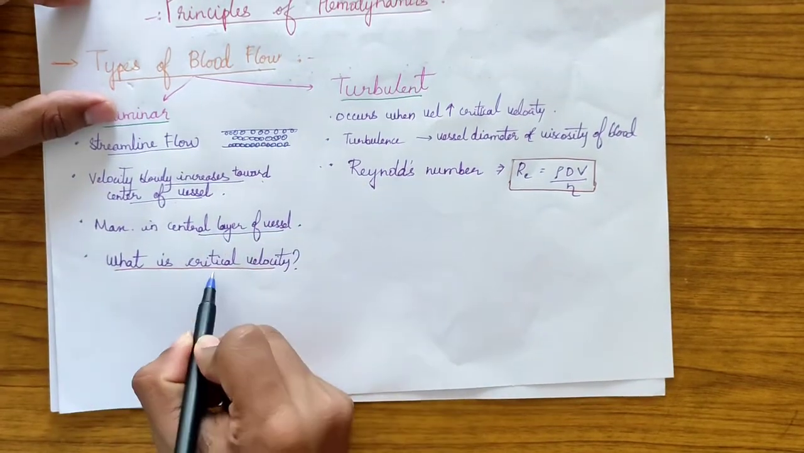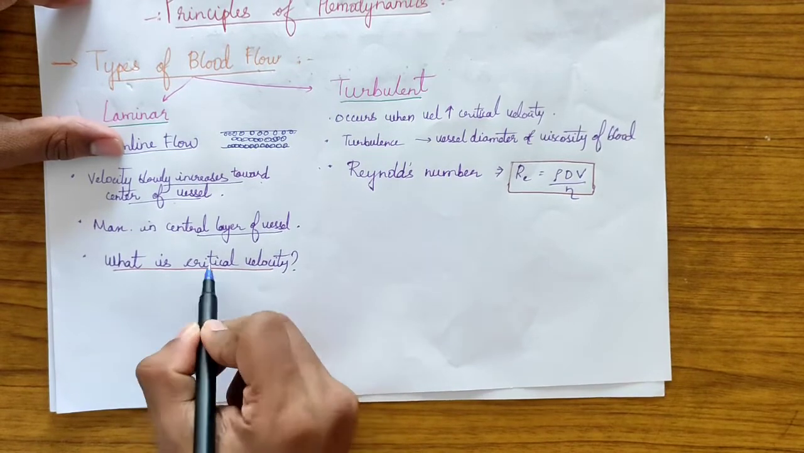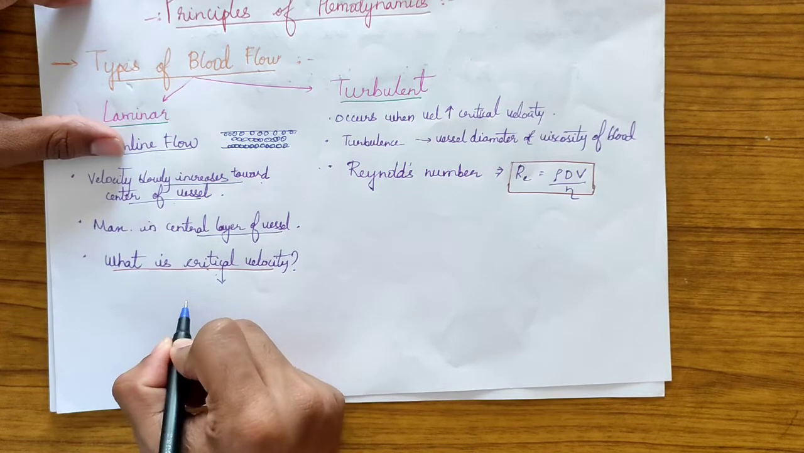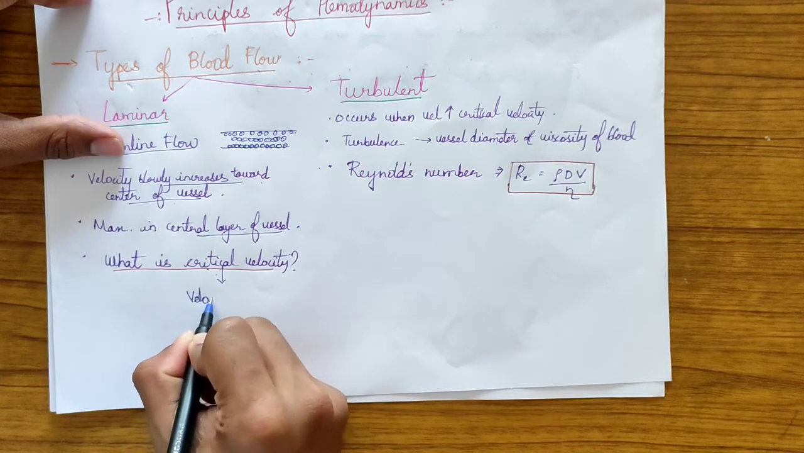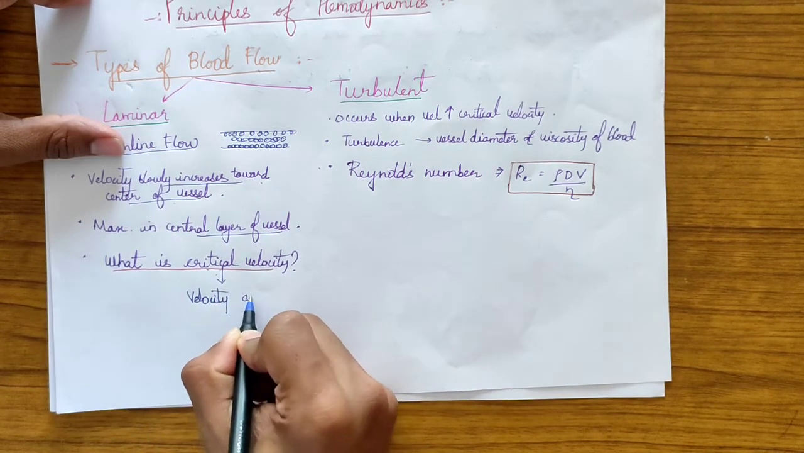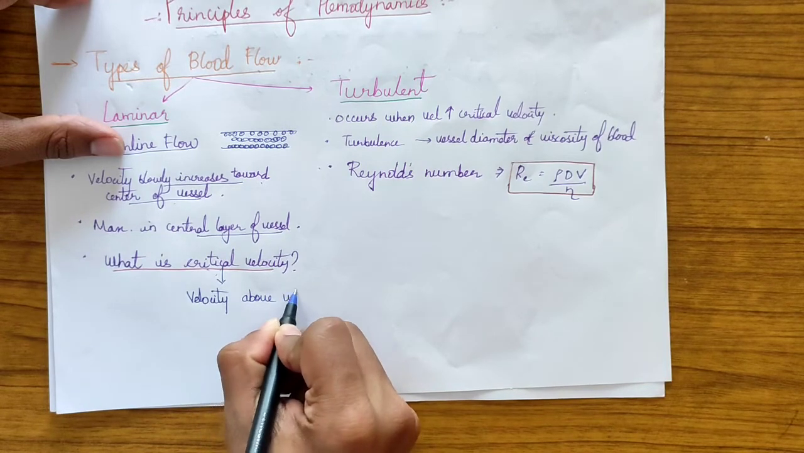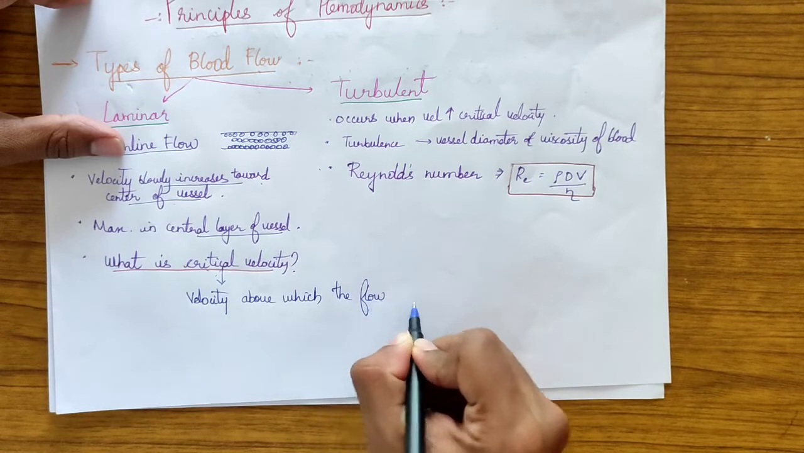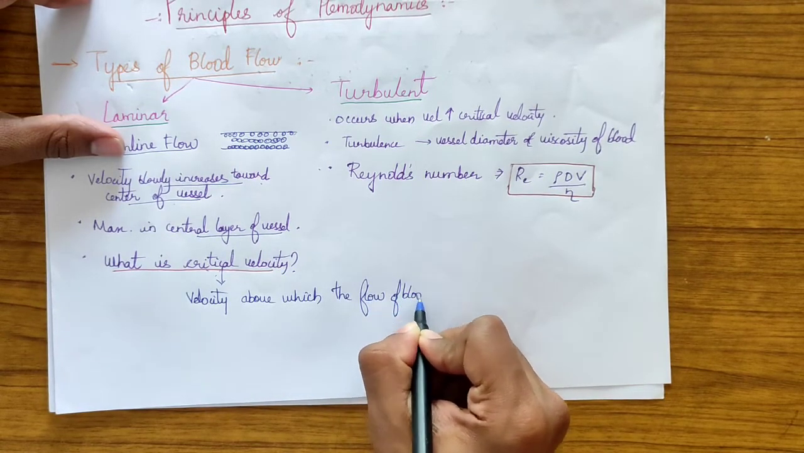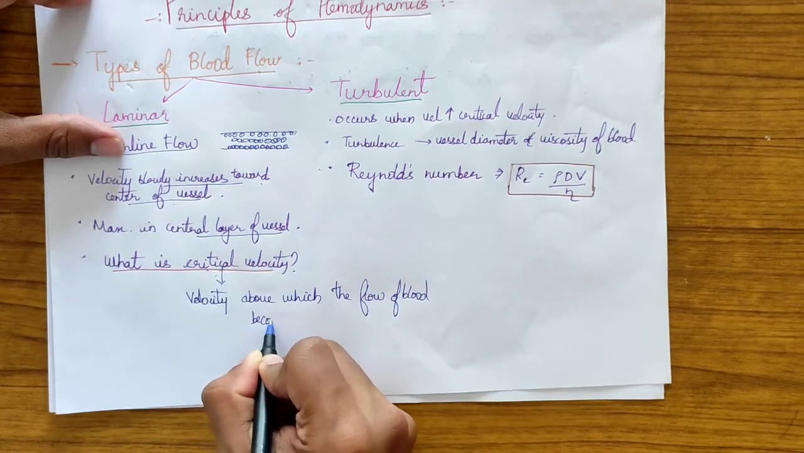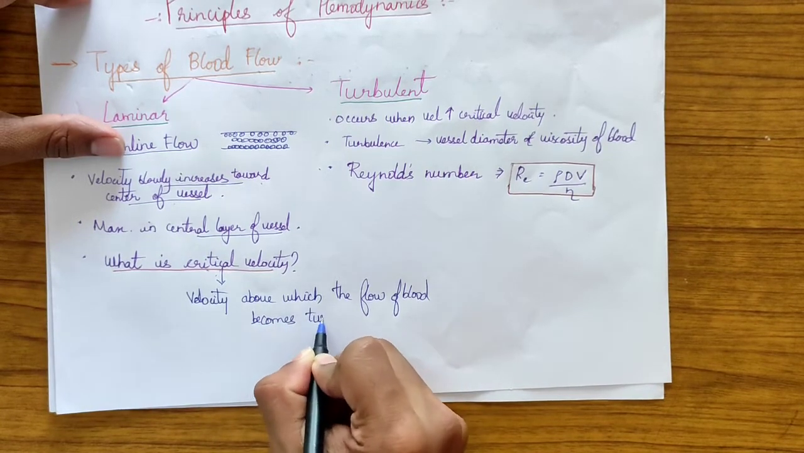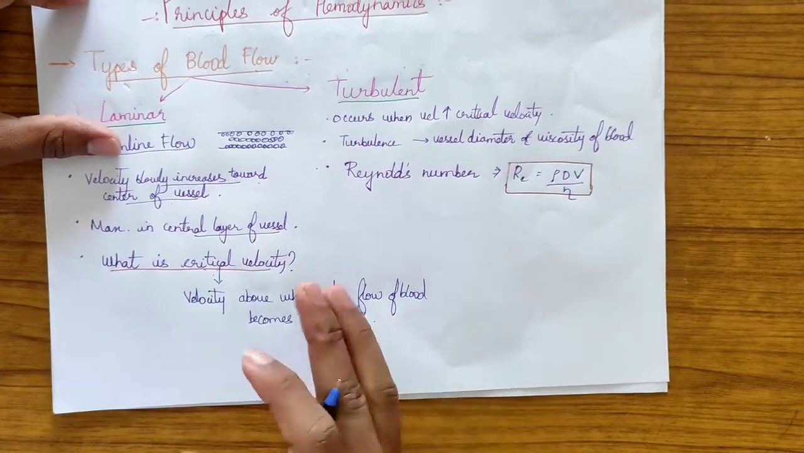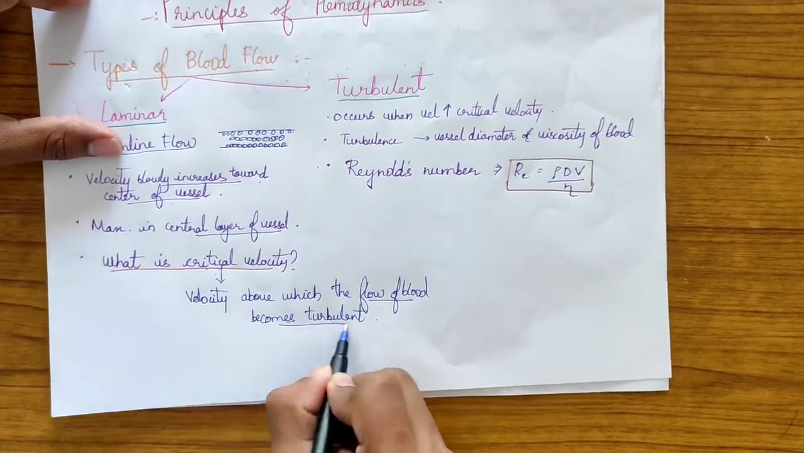So there is also one topic called critical velocity. What is critical velocity? They can ask in the board examination. Critical velocity is nothing but the velocity above which the flow of blood becomes turbulent. So above this critical velocity, if the velocity increases, the flow of blood will become turbulent.